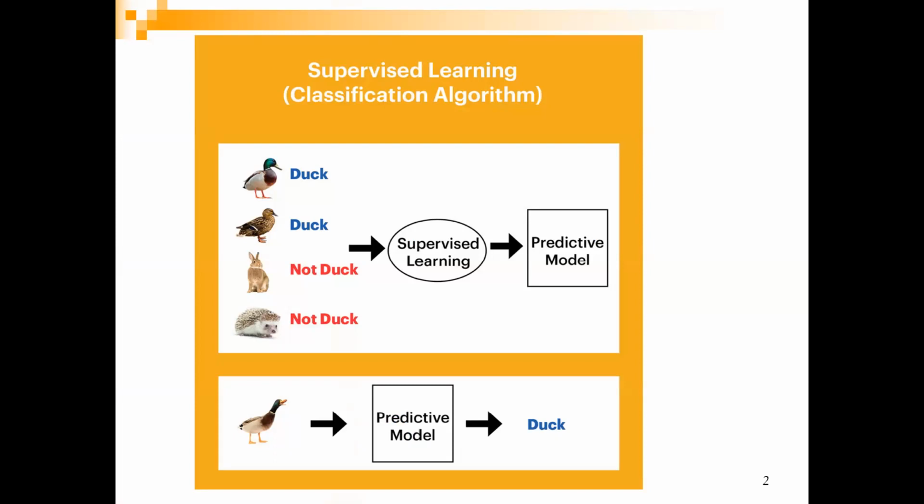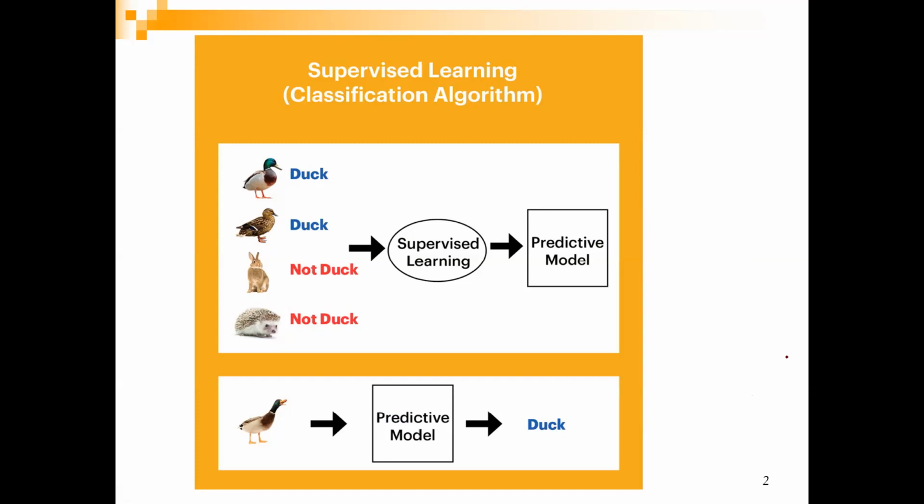In a classification, you have things like this. The idea is that a machine is trying to identify whether a particular object is a duck or not a duck. So this is a type of classification problem because you are trying to classify whether an object is a duck or a not duck. This is why it is called a classification algorithm.